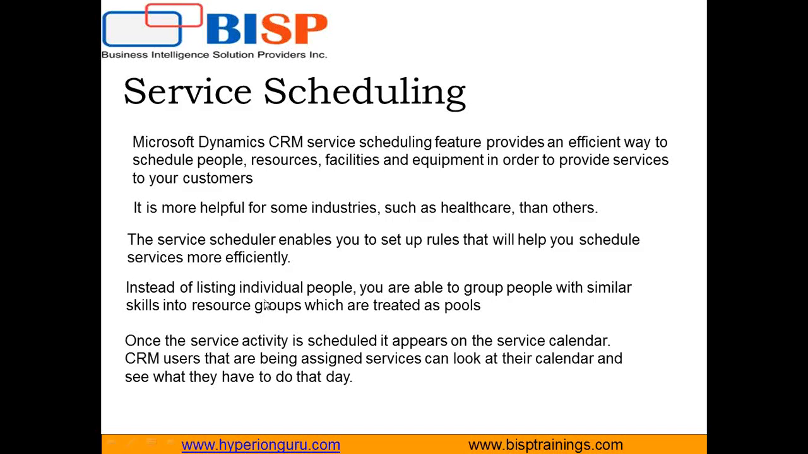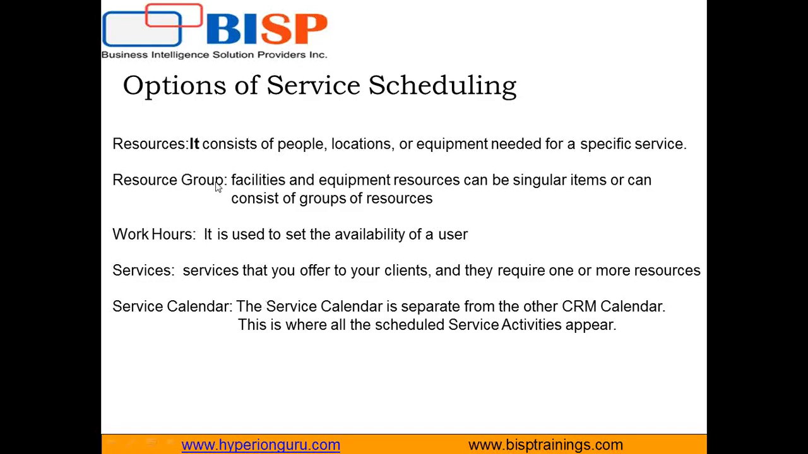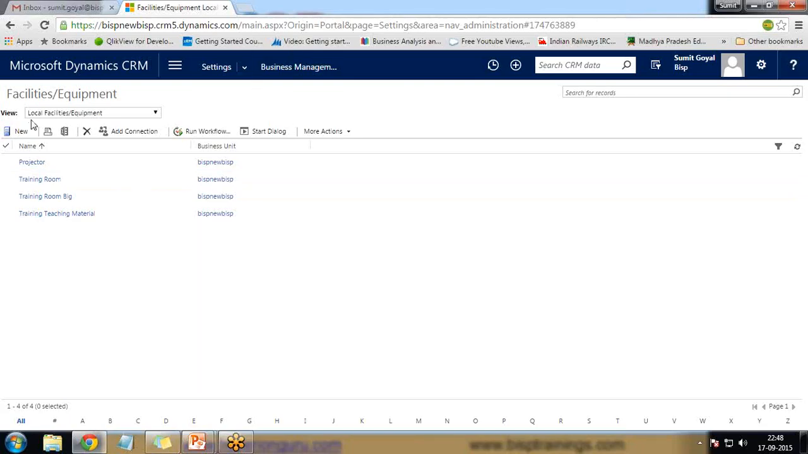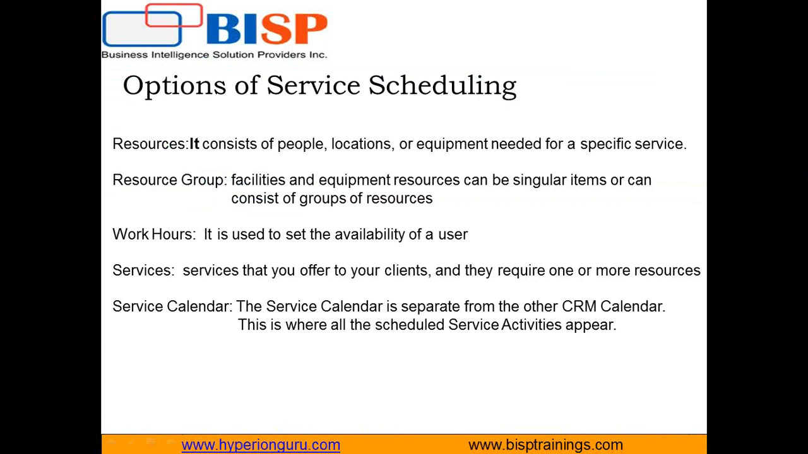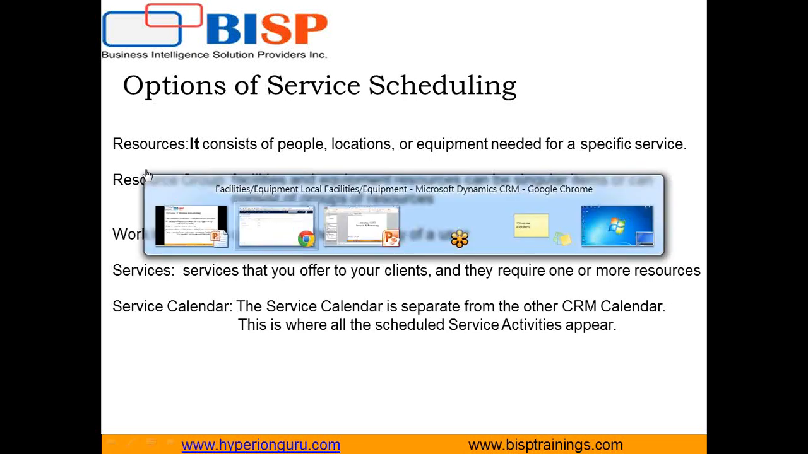So basically, as you can see here, these are various options of service scheduling. Resources consist of people, locations, or equipment needed for a specific service. Then we have a resource group. The resources we mentioned just now are individual resources, and then we can have a group of resources, which we set by using a resource group. Basically, a resource group is a collection of singular items, or can consist of a group of resources.